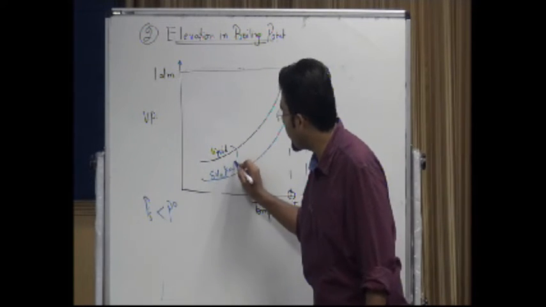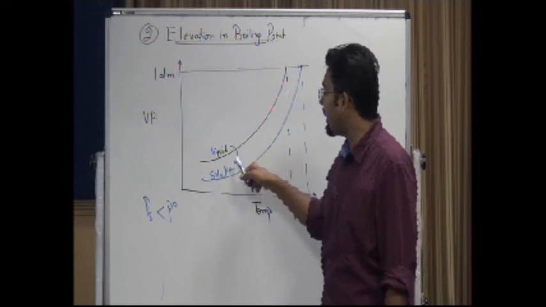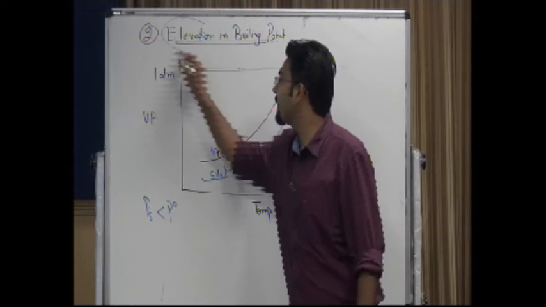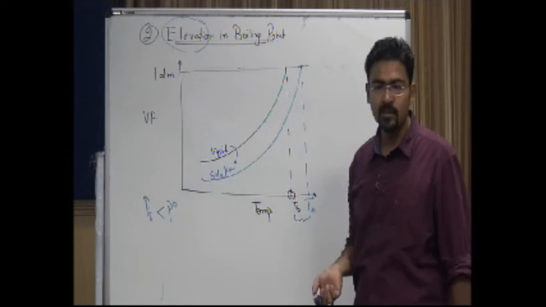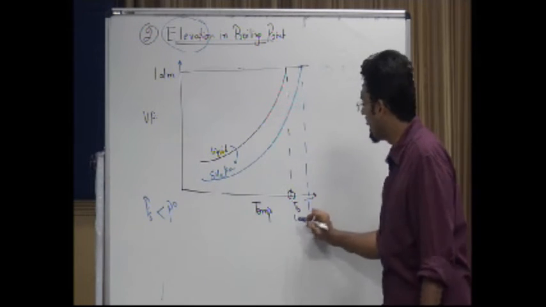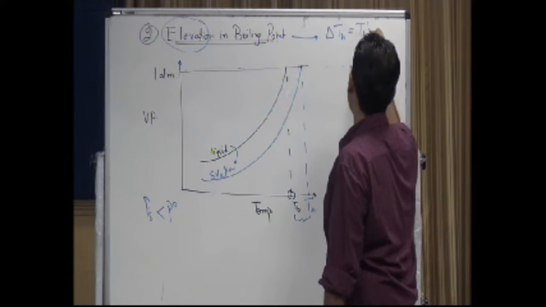So how does the liquid become the solution? I've added some non-volatile solute. On adding any non-volatile solute to a liquid, its boiling point increases. That increase is called elevation, another fancy term, right? So it's nothing but increase in boiling point. The increase in boiling point can be measured by the change in boiling point, which is Tb' minus Tb.